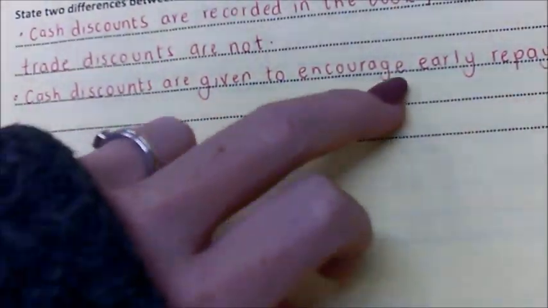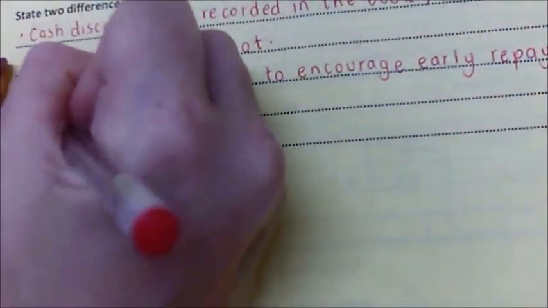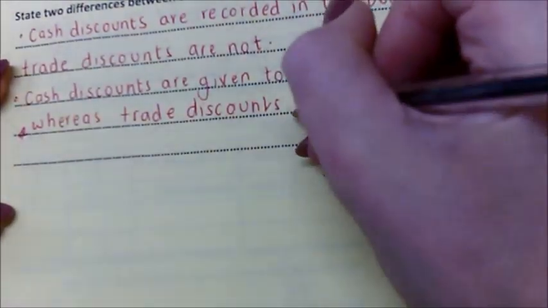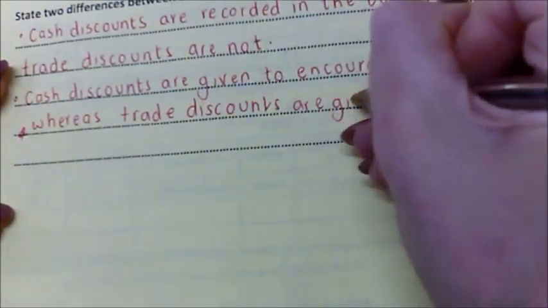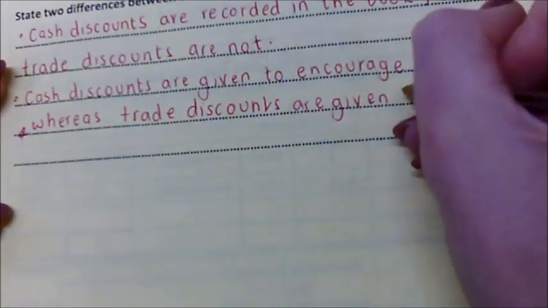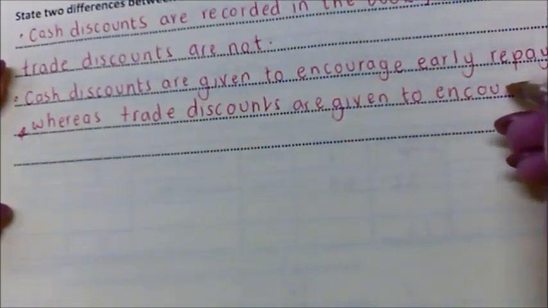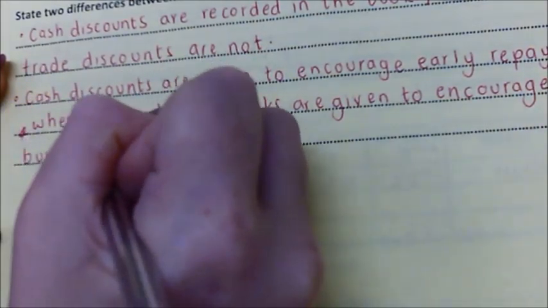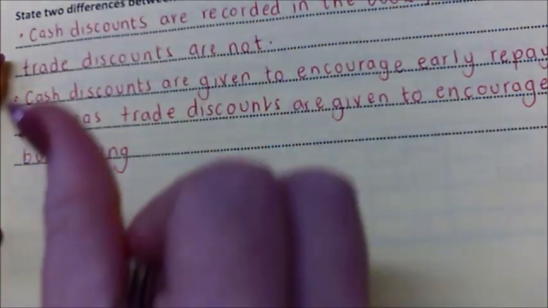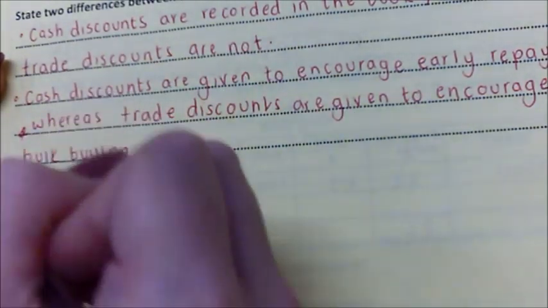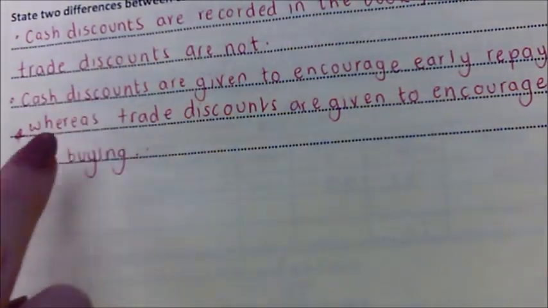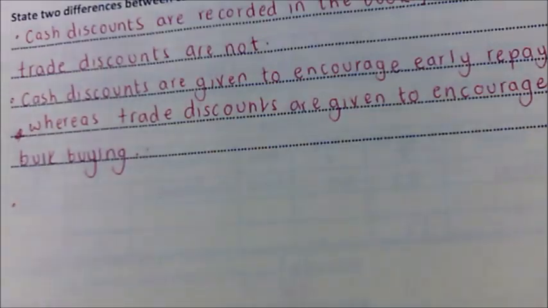So cash discounts are given to encourage early repayment, whereas trade discounts are given to encourage, or reward if you like, bulk buying, so buying in large quantities. Other differences you could have is that these are often smaller percentages and these are larger percentages. But if you need to look at this more, pages 88 to 89 of your book.